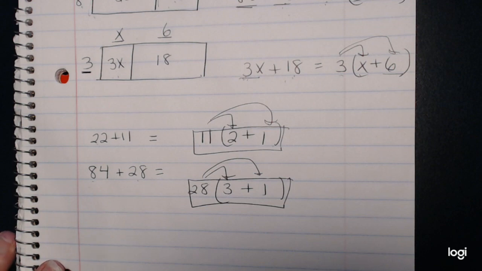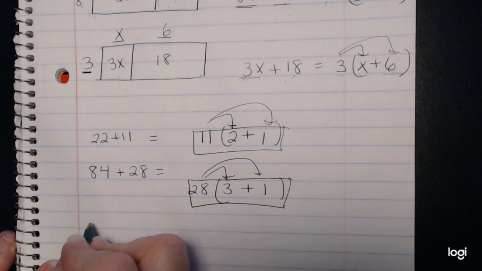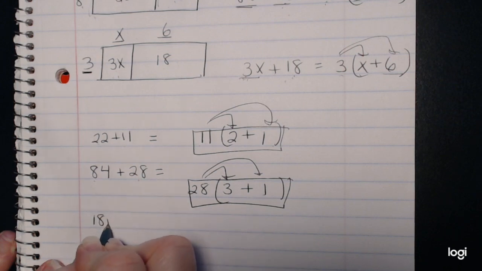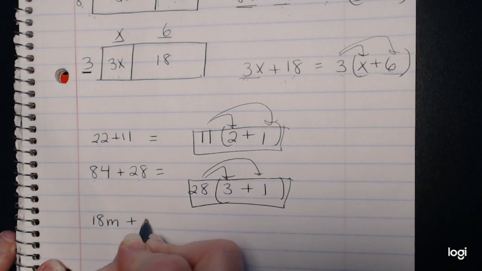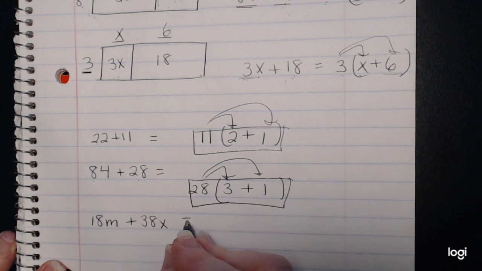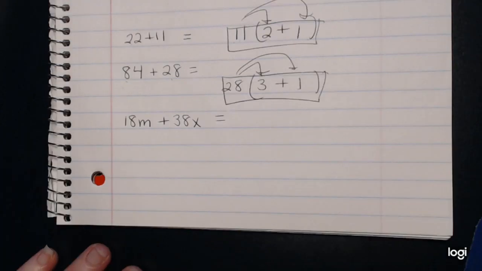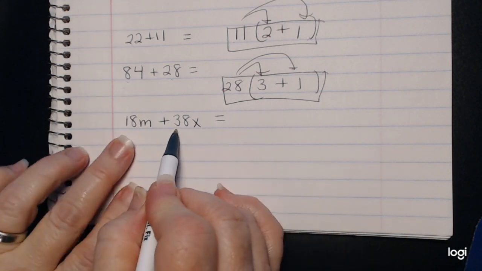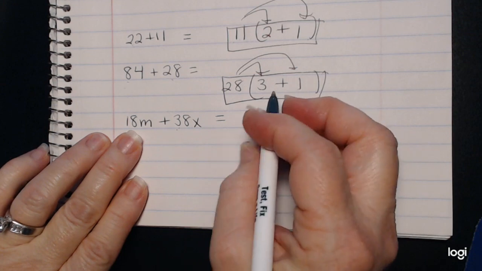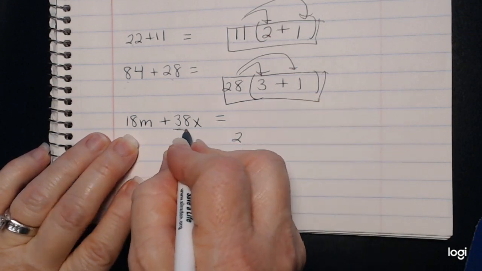All right, what if I gave you one that actually had 2 variables in it? So for example, let's try 18m plus 38x. Could you please factor that one for me? All right, so you should be looking on your factor sheet, and you should notice that the only factor that goes into both of these is a 2. So we're going to pull a 2 out.